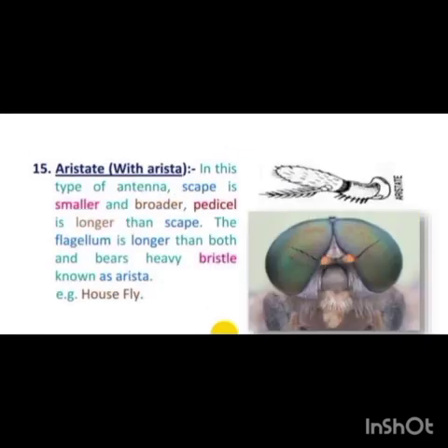15. Aristate, with arista. In this type of antenna, the scape is smaller and broader, and the pedicel is longer than the scape. The flagellum is longer than both and bears a heavy bristle known as arista, e.g. housefly. Here is the aristate antenna picture.